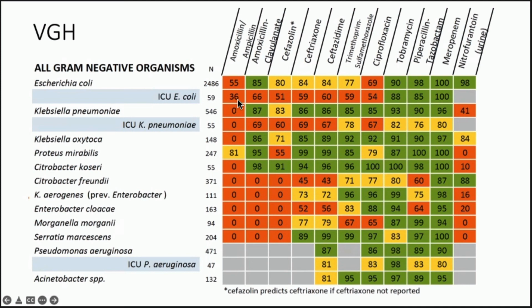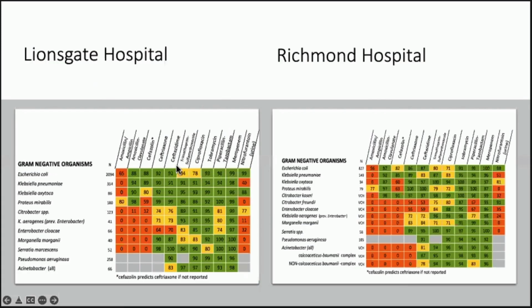And just looking here briefly at the E. coli strains in the ICU, we do see that the resistance pattern is quite significant. Here, when we compare it to the Lions Gate and Richmond hospitals, we can see that they are doing better than us in terms of resistance to some agents, but we do still see a common growing resistance to Septra and Cipro in both of these hospitals.